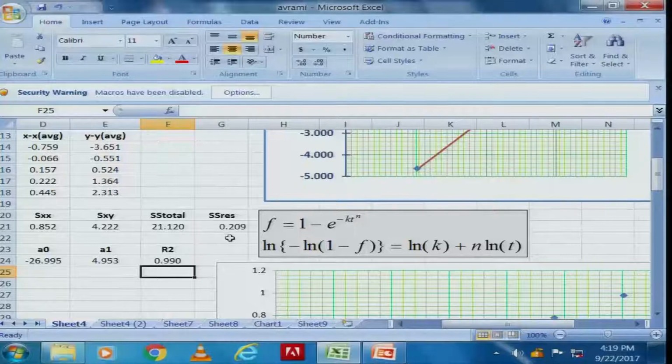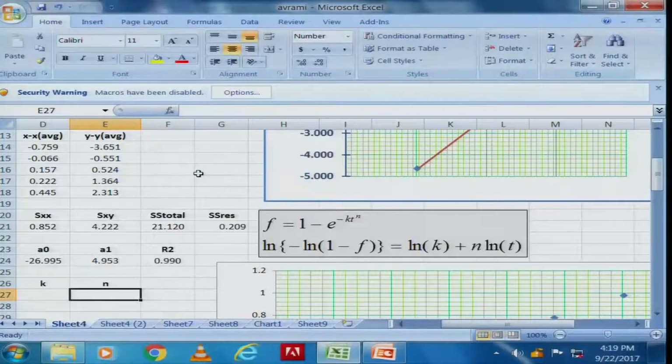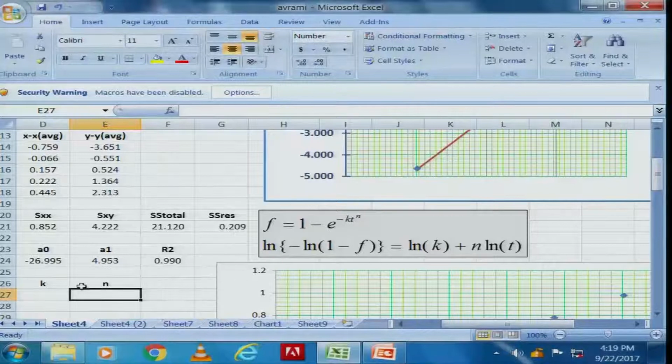Now, so far we have determined the parameters A0 and A1, but now we want to get the Avrami parameters N and K. So, let me get the Avrami parameter K here and put the Avrami parameter N in this column. So, what is N? Well, if I look at this linearized relationship, N is nothing but the slope of this line, which is nothing but actually A1. So, we already have the Avrami parameter as 4.953, which is quite close to 5.